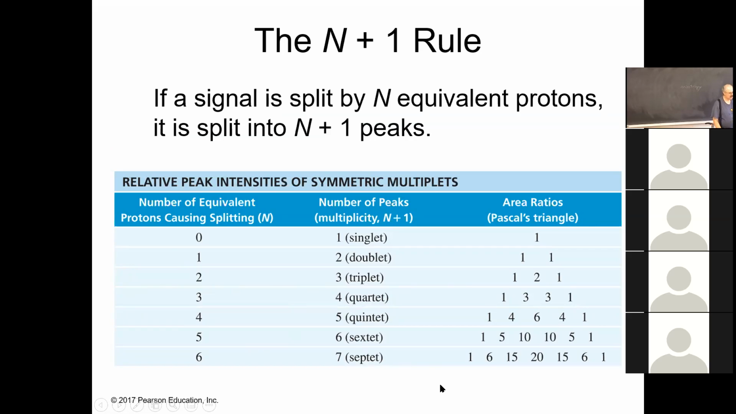We can approximate the relative heights of these peaks using what's called Pascal's triangle. In Pascal's triangle, each number is the sum of the 2 above it. So for a doublet, the 2 peaks are of about equal height. For a triplet, the peak in the middle will be about twice as high as the 2 outer ones. And then for a quartet, these will be in the ratio of about 1 to 3 to 3 to 1.